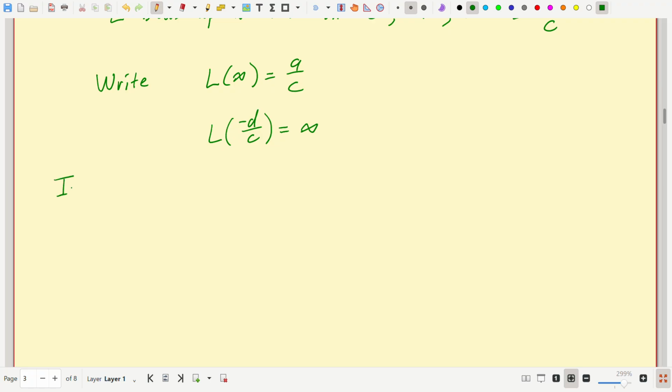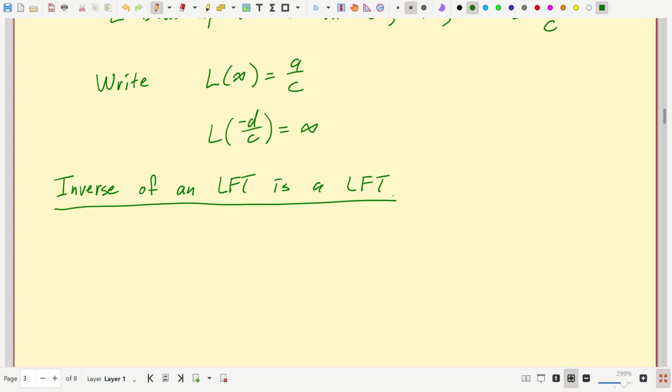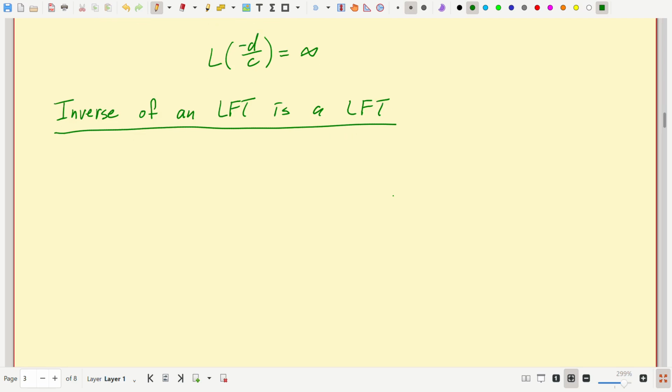These things are pretty interesting, and it's because the inverse of a linear fractional transformation is an LFT. So they actually form a group, a mathematical thing called a group, like the Rubik's Cube. Let's figure out why that's the case. It's a pretty elementary calculation.